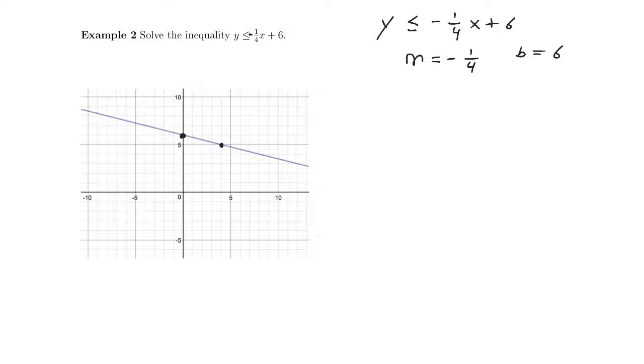And at this point, the answer would just be everything that is below the line. So I'm going to go ahead and just shade that in. So all the points that I've shaded over are in the answer, and everything that is above it is not.